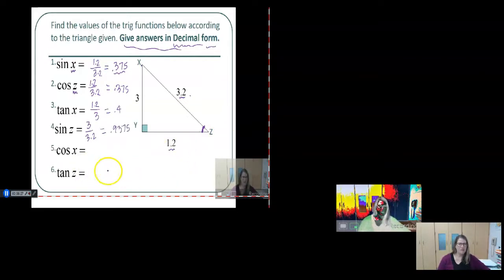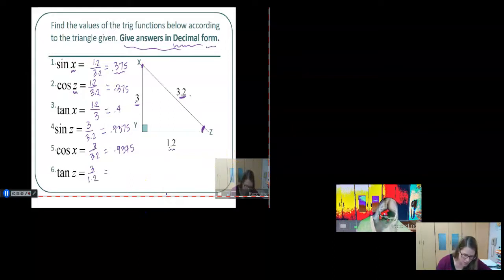Okay, the cosine of angle x. So now x is my reference angle. Cosine is adjacent over hypotenuse, so it's going to be 3 over 3.2, which is also 0.9375. And then tangent of angle z, so this is my angle, is opposite over adjacent, so 3 over 1.2, which is equal to 2.5.